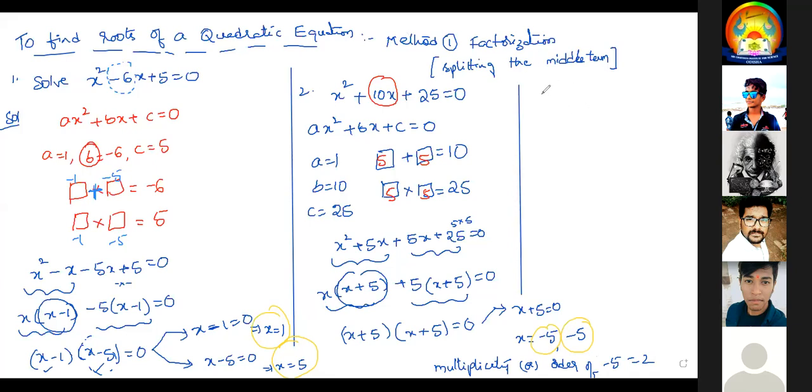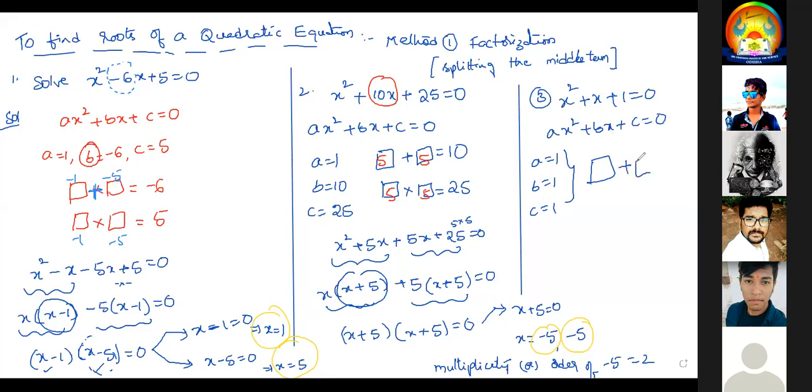Question number 3: x square plus x plus 1 equal to 0. When I'm comparing with ax square plus bx plus c equal to 0, a is equal to 1, b equal to 1, c equal to 1. Now I want two numbers whose sum is 1 and whose product is 1. Can anyone? No root, sir. No solution. Yeah, very good.